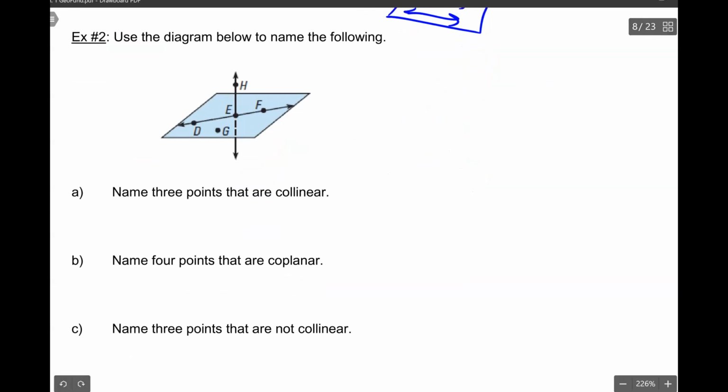So let's use this diagram. Name 3 points that are collinear, aka in a line. So these 3 points are D, E, and F because they're all on the same line.